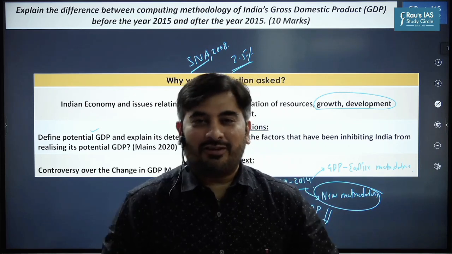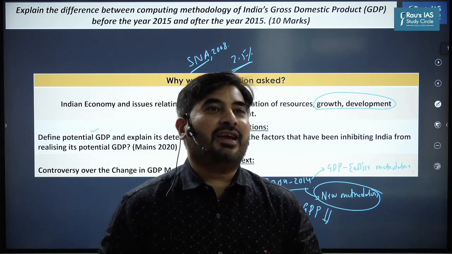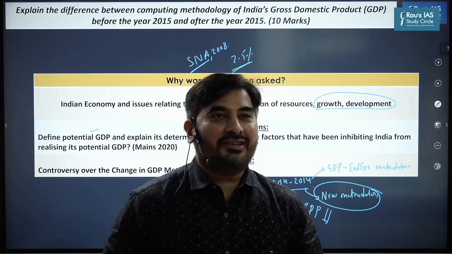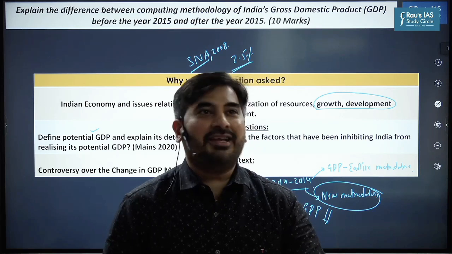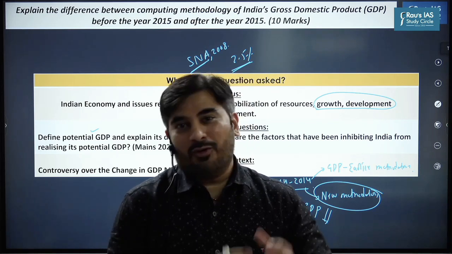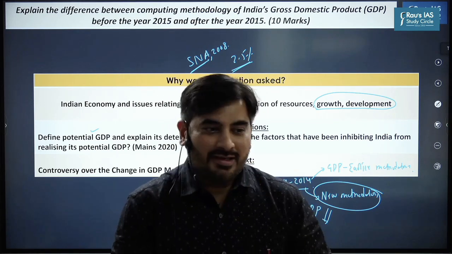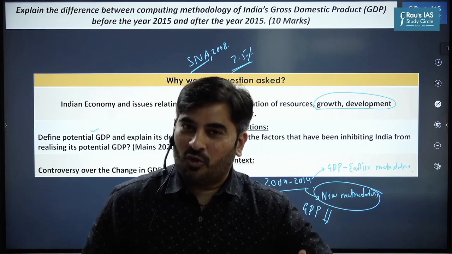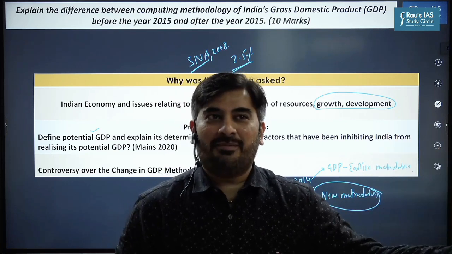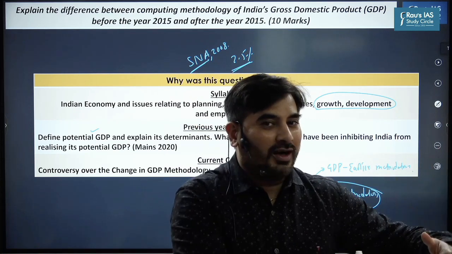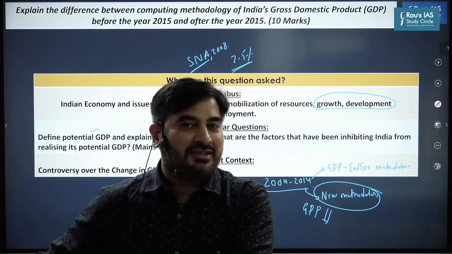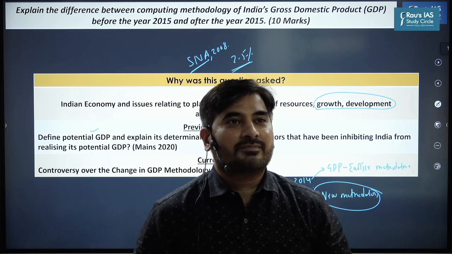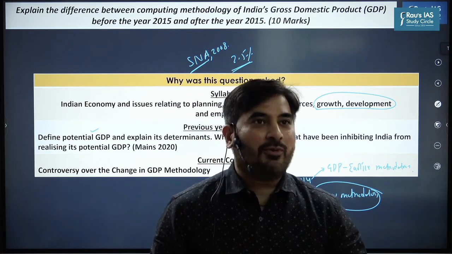Between the years 2004 to 2014, this was a UPA era. After the year 2014-15, who came into power? The NDA government. So some of the statisticians, some of the economists believed that the government is trying to show that during the previous UPA regime, GDP growth rate was lower, and during its regime, especially when demonetization took place, the GDP growth rate was higher. Are you getting this point?